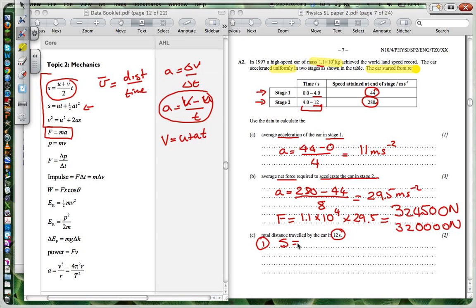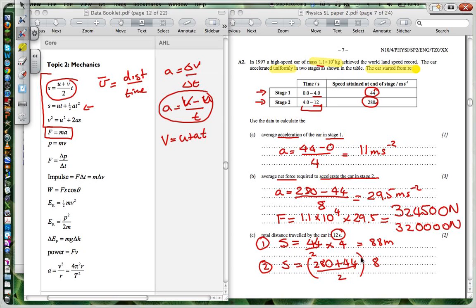So we're going to get our displacement is equal to u plus v over 2 times t. In the first stage, u was 0. So it's going to be 44 divided by 2 times 4 seconds. It's going to give me 88 meters. And for my stage 2, I'm going to get s is going to equal 280 plus 44 to get that average value there, divided by 2, times by 8. So I'm going to multiply that all by 8.